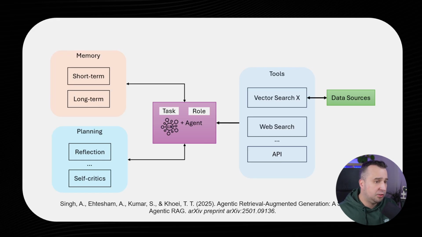What you see here is the architectural design of an agentic RAG. Central to the agentic RAG, there is a large language model, and this large language model has access to memory, it can do some planning, and it has access to tools. For example, it can do vector search, it can do web search, and it has access to some APIs. And because it's an agent, it can decide itself when to execute these tools, and that's really important.